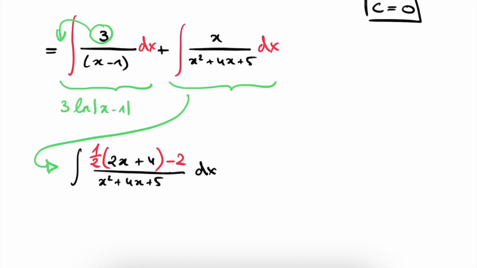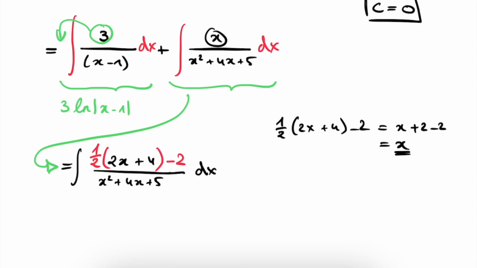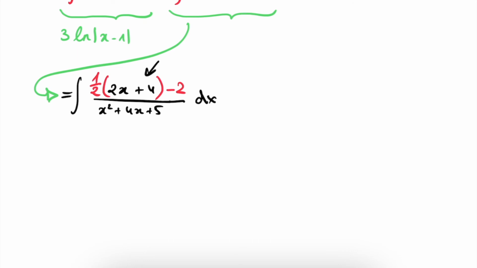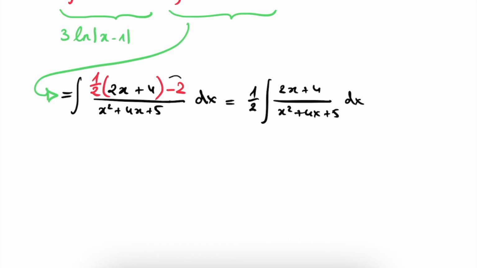And now we can use an equality sign between these two fractions, because if we just simply recalculate this, we get 1/2 times 2x plus 4 minus 2. We get, of course, x plus 2 minus 2, which is, of course, x. And x is indeed what we had in the numerator in our original fraction. However, now we are left with two integrals again, of which one integral has the derivative of the denominator. So we can rewrite this as being 1/2 times the integral of 2x plus 4 divided by x squared plus 4x plus 5 dx. And don't forget this minus 2 here.